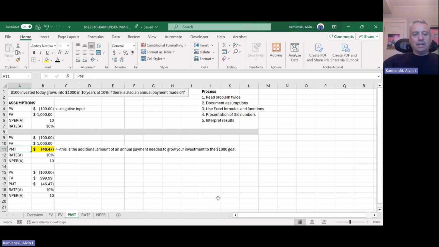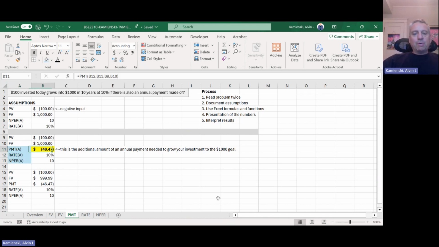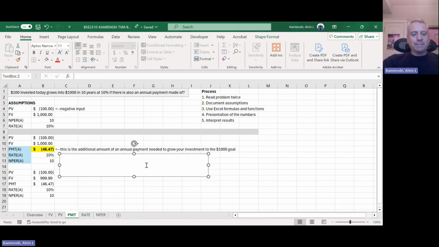As I'm looking at this, let's go ahead and remind ourselves that we should always qualify these things to make sure that they're in the same terms, so that when we think about the presentation of the numbers, you could add something like a comment in here where instead of just showing the number, we could type in a text box that says the additional payment of $46.47 would be required to have your $100 today grow into $1,000 in 10 years at a rate of return of 10%.